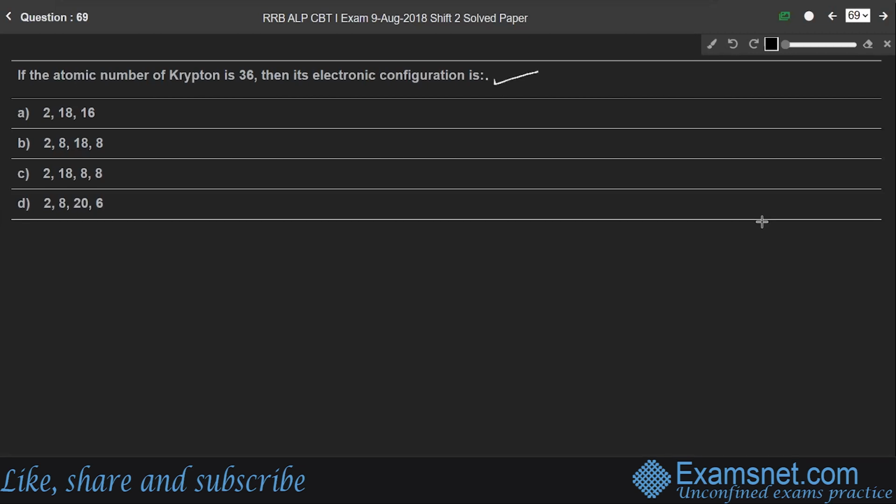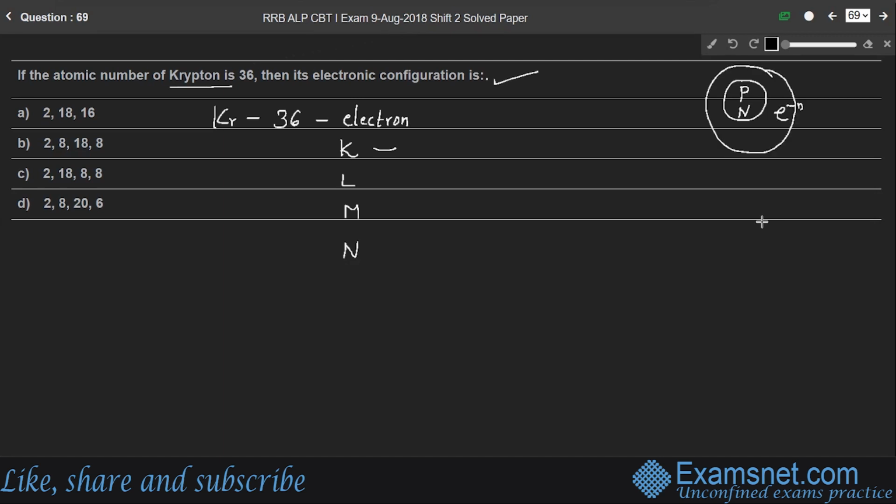Question 69. If the atomic number of krypton is 36, then its electronic configuration is? Here, students, krypton's atomic number is 36. While writing the electronic configuration, let us consider the main shells K, L, M, N, and it continues. The number of electrons is 36, in the shells outside the nucleus. Inside the nucleus there will be protons and neutrons, and outside the nucleus there will be electrons revolving around the nucleus in different shells and subshells.